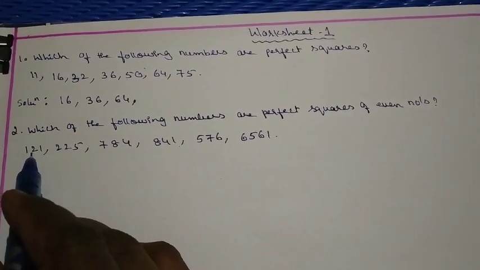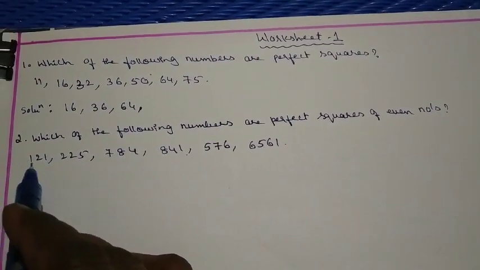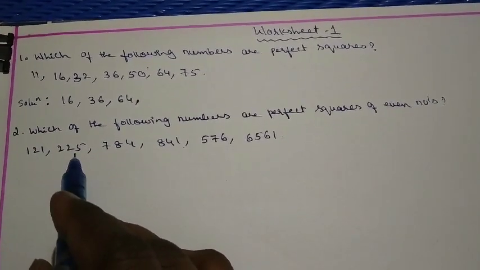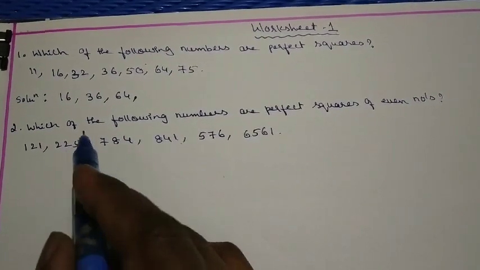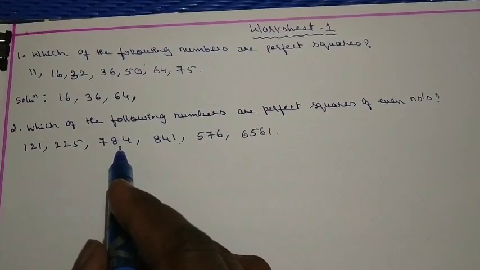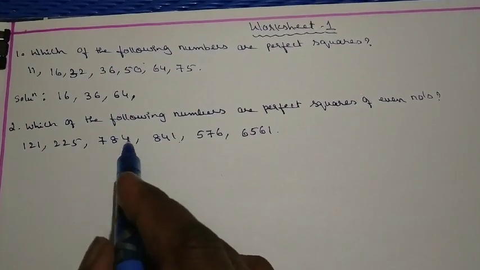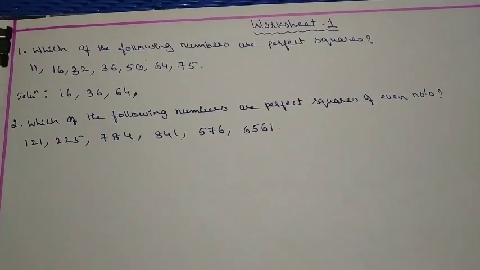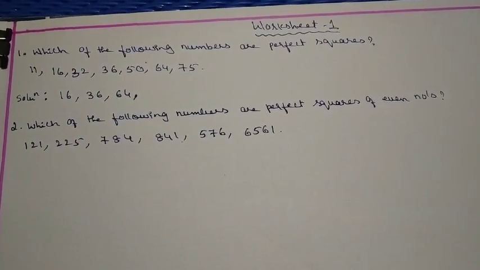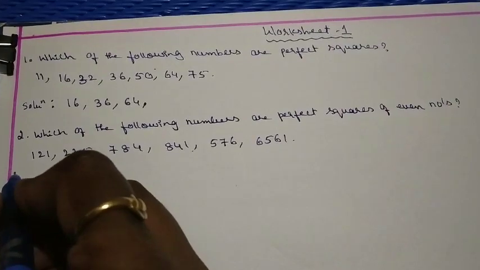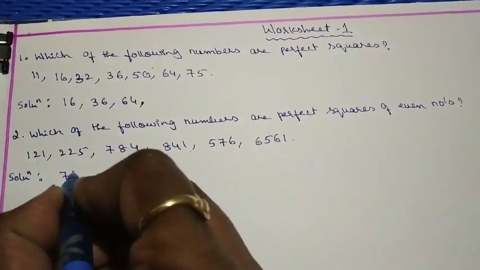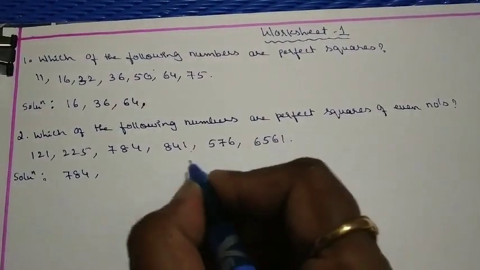So keeping this fact in mind, we can directly identify which are perfect squares of even numbers. 121 is an odd number, so it is a perfect square of an odd number. 225 is a perfect square, but it is an odd number, so it is the square of an odd number. 784 is a perfect square, and since 784 is an even number, it is the perfect square of an even number. So the first answer is 784. 784 is an even square.